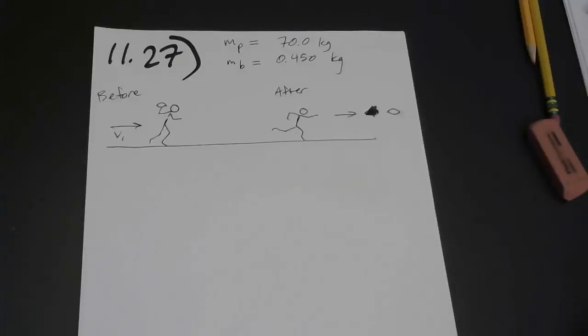Hello. Here is another straightforward problem from your Chapter 11 homework. It's much like the skateboard problem, but with one added complication. In this problem, we have to deal with relative velocity.